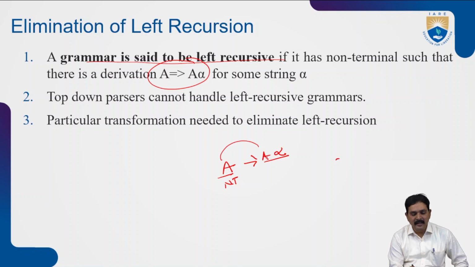The right hand side also should start with the same symbol. These symbols are both the same. So when this symbol appears on both the right hand side and the left side, then it is called left recursion.